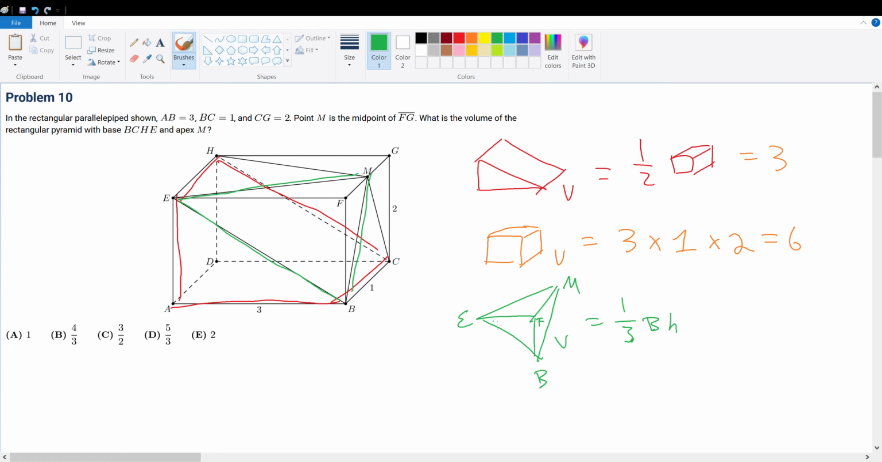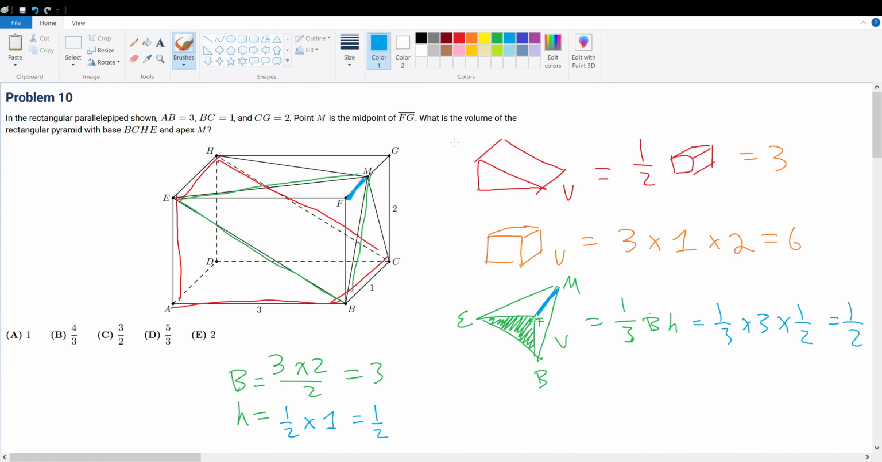Well, we can find the base area as this right triangle right here, which is 3 times 2 divided by 2, which is equal to 3. So base is equal to 3. Now, what is the height? The height is equal to FM, and FM is this side length right here in blue. So that height is equal to 1/2 times 1, which is equal to half. So our volume for this will be 1/3 times the base of 3 times 1/2, which is 1/2.